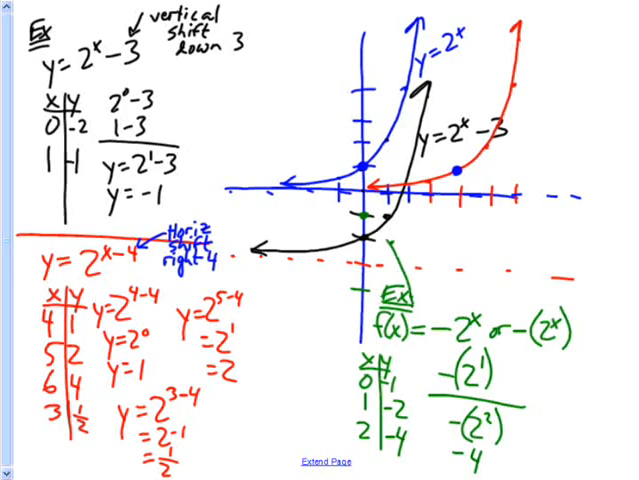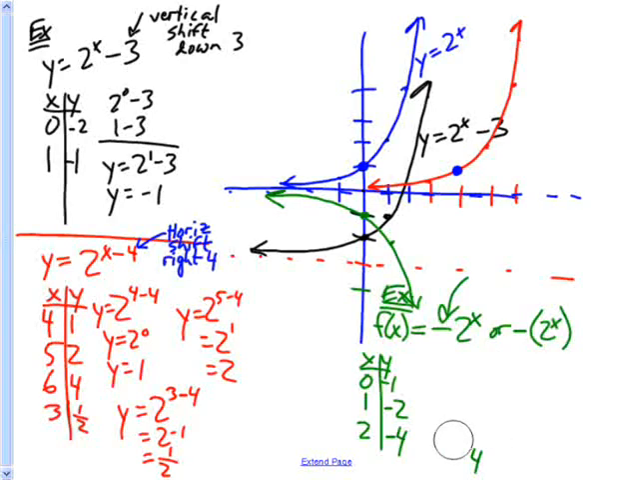Okay? So 0, negative 1, 1, negative 2, 2, negative 4. Anyways, you can do all these, and you notice that, hey, you see that reflection? That's your reflection. That negative out front is a reflection about the x-axis. Okay? So reflection about x-axis.